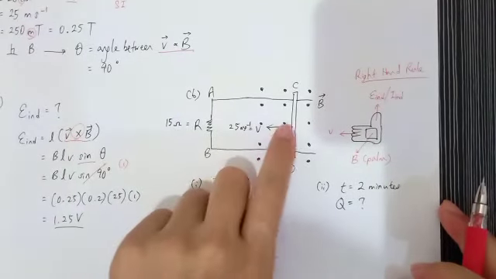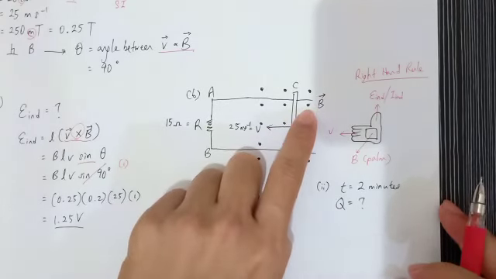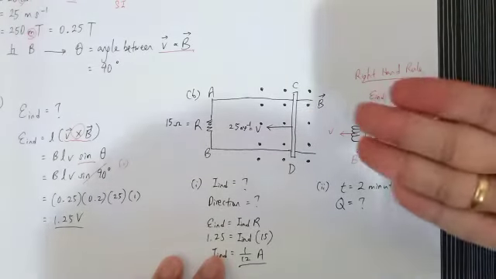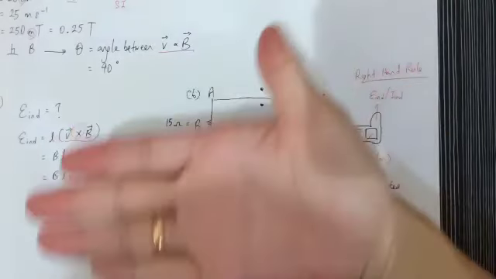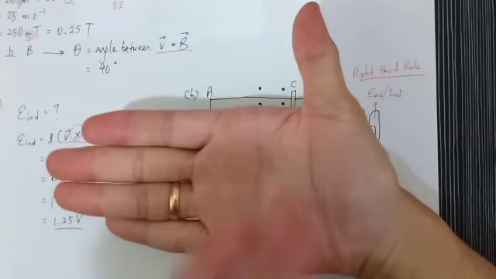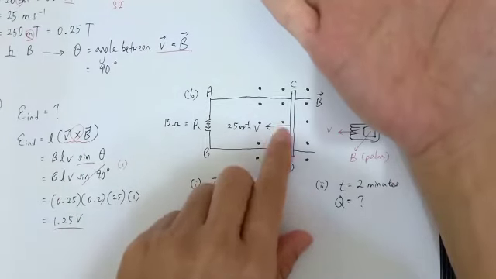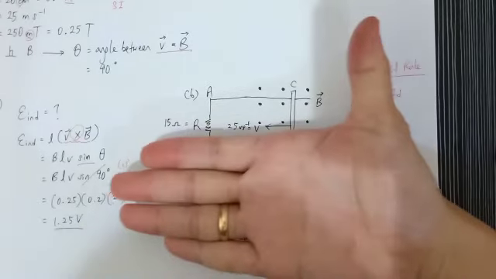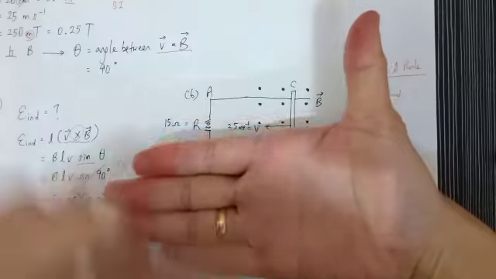Now you see the velocity is to the left, and the magnetic field is going out of the page. So where is the induced current? Our forefinger points to the left for velocity, and our palm faces out of the page because the magnetic field is out of the page. So our thumb is going upward.